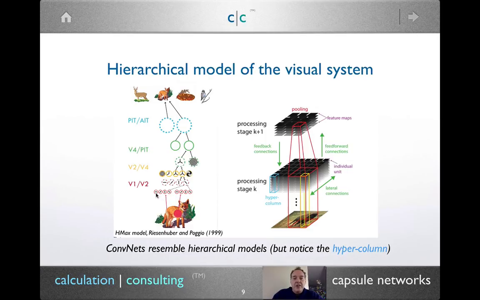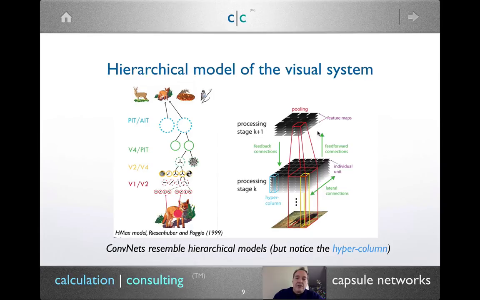But still, let's look at our current understanding of how this Hmax model would map to something like a convolutional net. Here you have these lower level V1, V2 features, and they would map to your initial convolutional net where the feature maps are formed by your convolutional layers. Now, we also have something called a hypercolumn, which we're going to talk about in a little bit, and this is the key to understanding how to implement a more sophisticated system. When we go from one convolutional layer to another, we perform this pooling, and the pooling gives us a whole other set of feature maps.